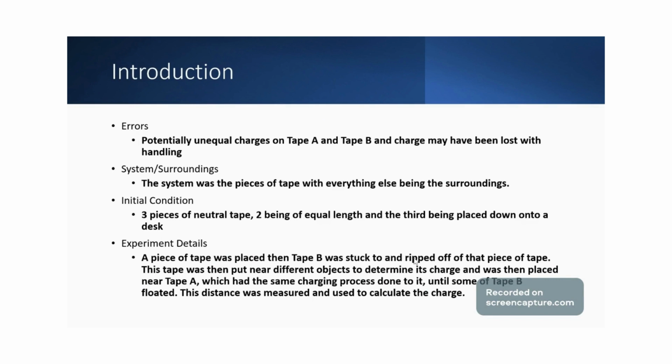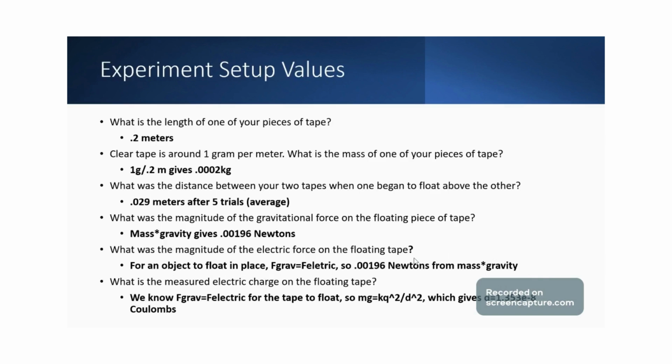The initial conditions were 3 pieces of neutral tape, 2 being of equal length and the third being placed down onto a desk. The experiment details were: a piece of tape was placed, then tape B was stuck to and ripped off of that piece of tape. This tape was then put near different objects to determine its charge and was then placed near tape A, which had the same charging process done to it, until some of tape B floated. This distance was measured and used to calculate the charge.